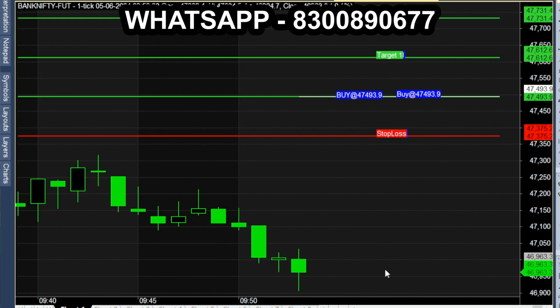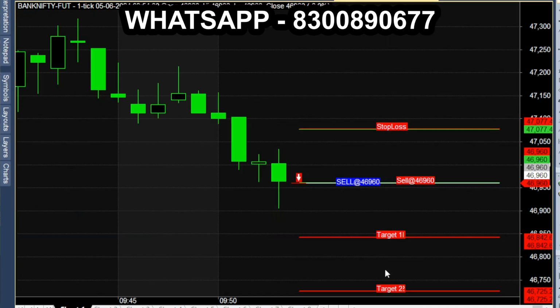Downside breakout, sell call generated, red color candle open. Daily, automatically, it will generate calls like a signal in this chart. Today it's June 5th market. After 9:54 am, sell call generated, red color candle open. Daily, automatically, like this, the calls will be generated.